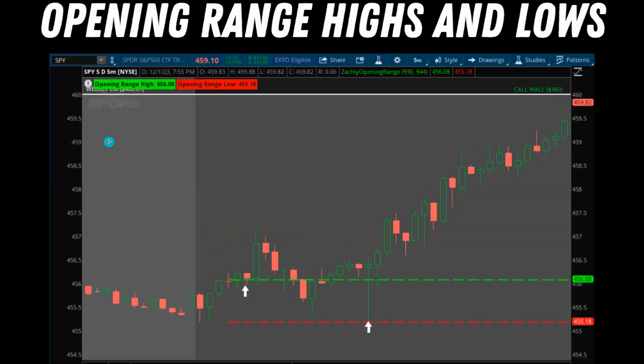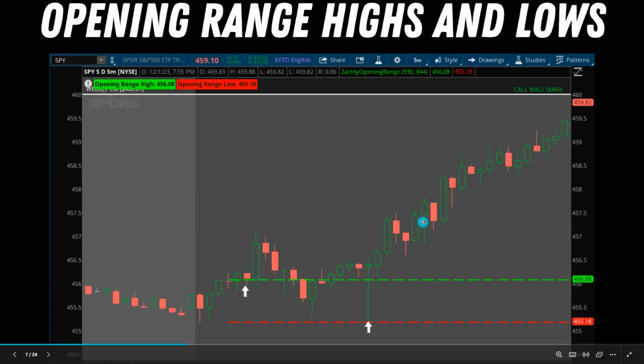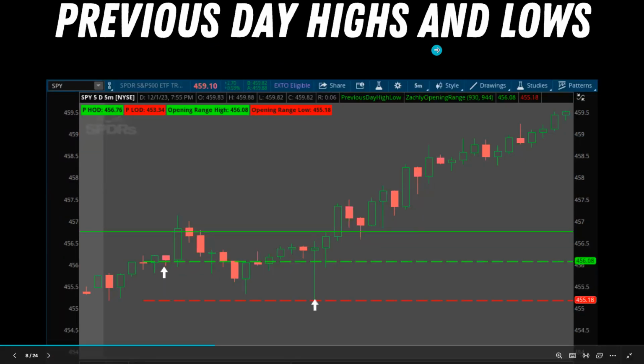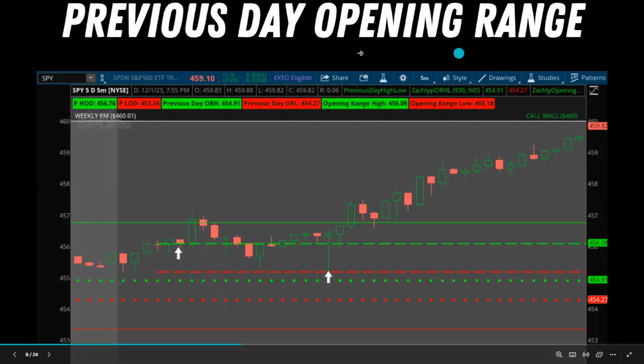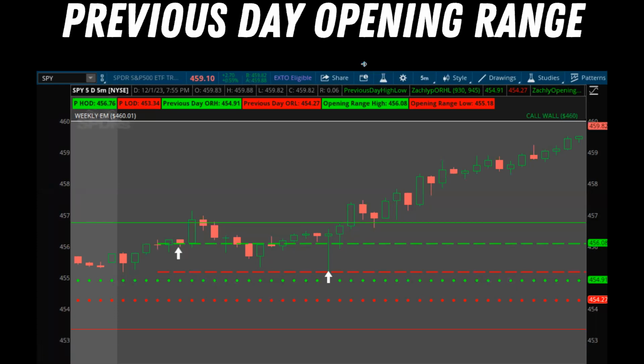So you can see how it gets a little bit more developed, right? So here's the current day opening range. Then we have the previous day highs and lows. And now we've got the current day opening range, the previous day highs and lows right here. And then we've also got the previous day opening range. Now, what is the opening range, you may be asking? All right, I'll explain that to you guys in a little bit.